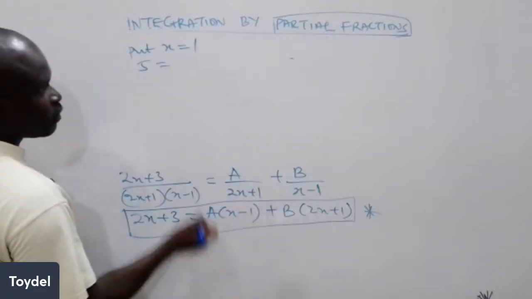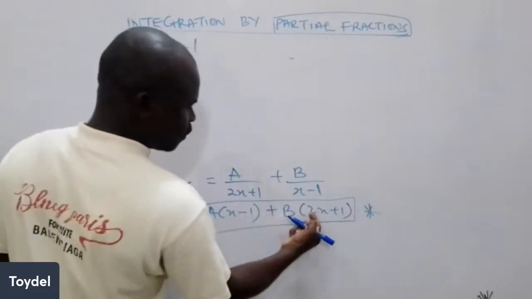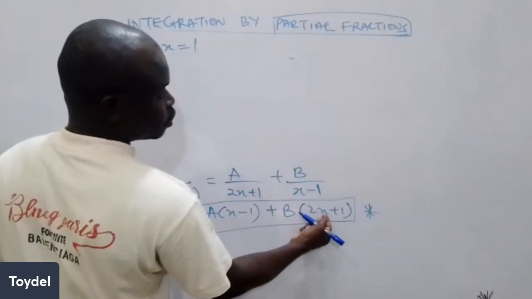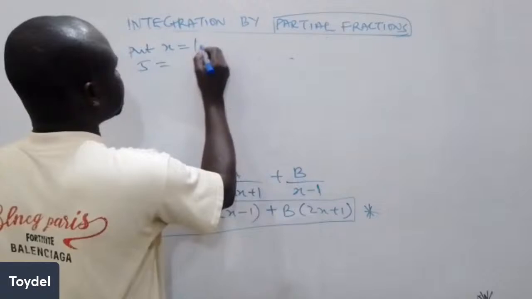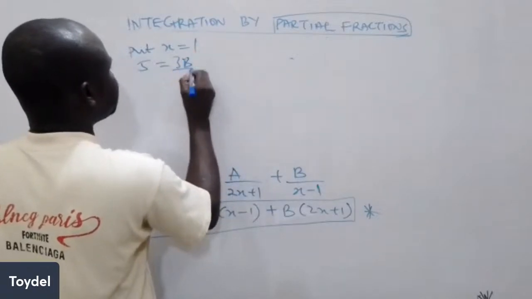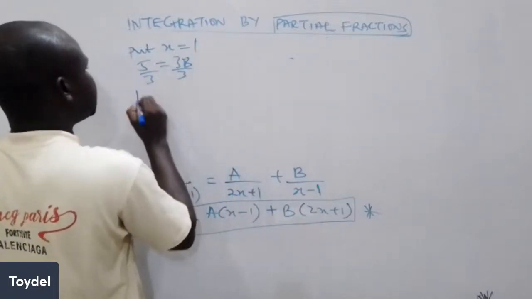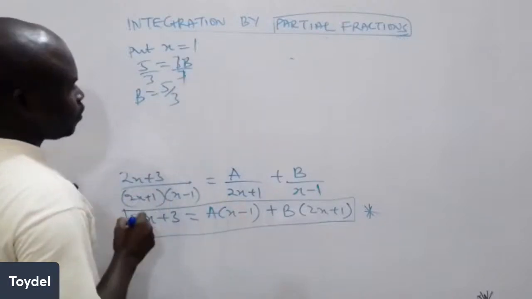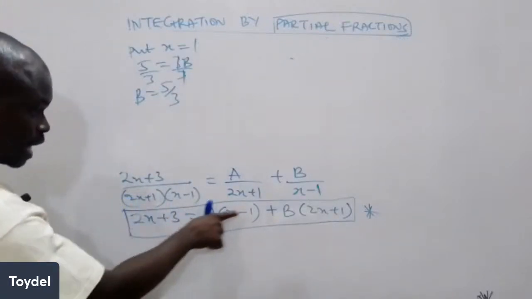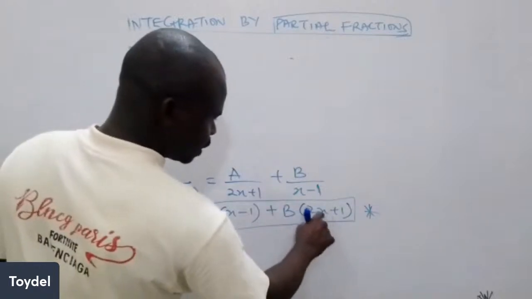Everything will vanish. When I put x equal to 1 here, then here I will have 2 times 1 is 2, 2 plus 1, 3. So I'm going to have 3B. Then divide both sides by 3. B will be equal to 5 all over 3. I've gotten the value of B. Then check what we have here.